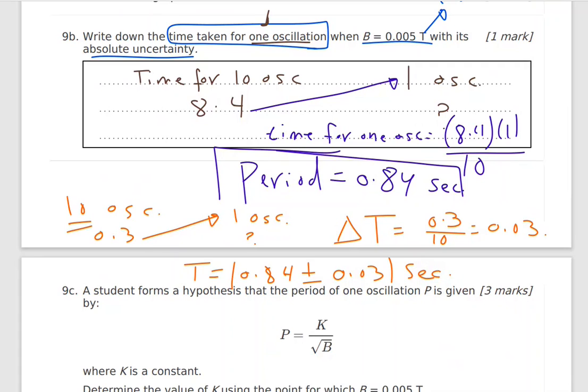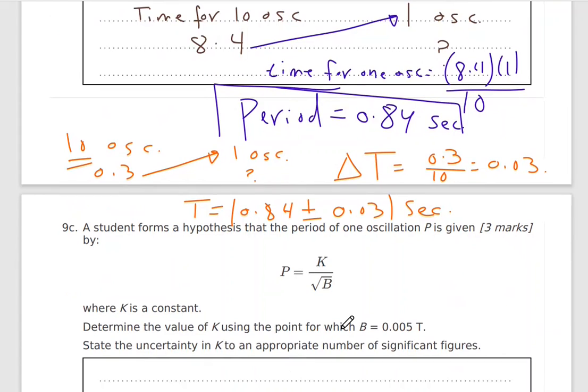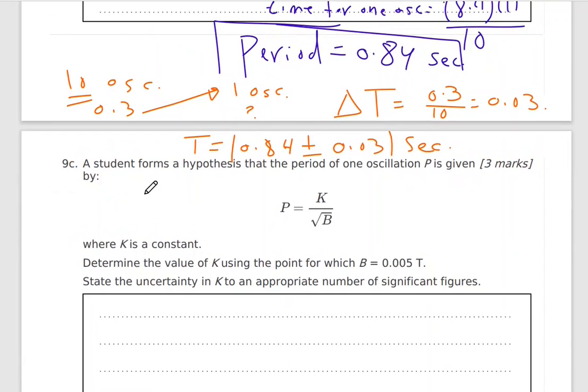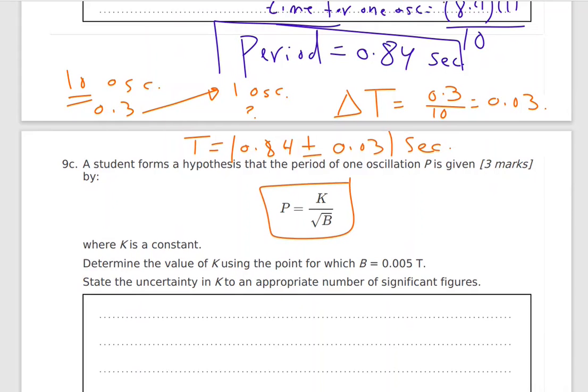Okay, now part C. A student forms a hypothesis that the period of one oscillation is given by P equals K, a constant, divided by the square root of B, where B is the magnetic field. Determine the value of K using the point at B equals 0.005 Tesla. So I need the value of K from this formula.